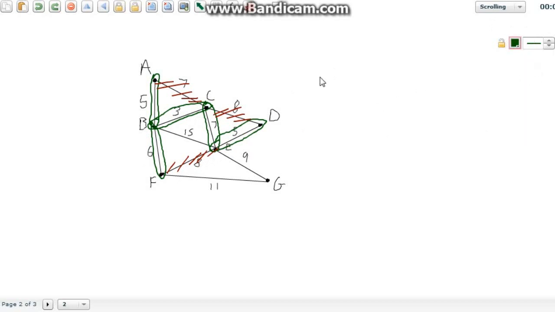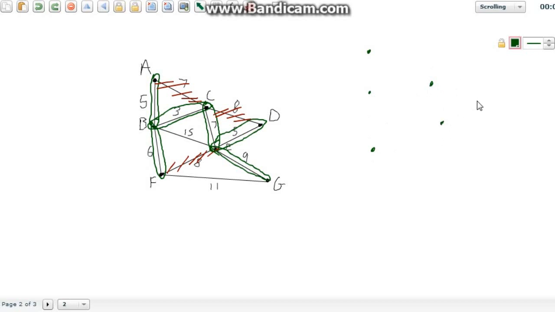Now we'll take another look. The next lowest, 15, 11, 9. It's going to be 9. Would it create a cycle? It would not. So we select this. Are all the nodes selected and connected up? They are, and that means we can stop and draw out our answer.